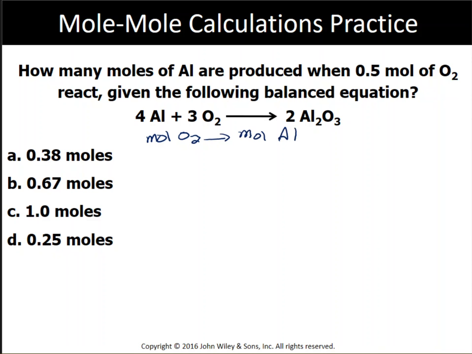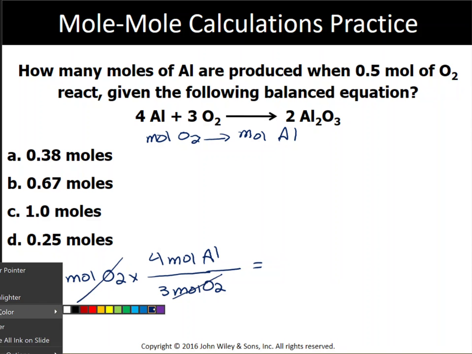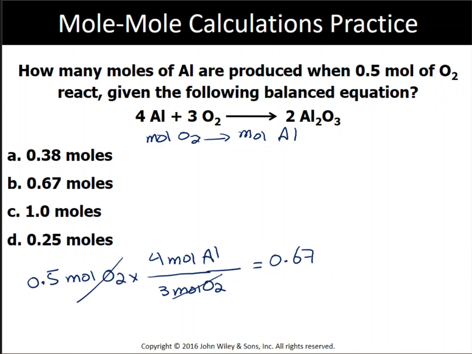So we're just doing a mole to mole calculation. In that case, we can just use the balancing coefficients. So starting with 0.5 moles of O2, and based on the balanced equation, each 3 moles of O2 reacts with 4 moles of aluminum. So mole and mole cancel out. And this would be 0.67 moles of aluminum.